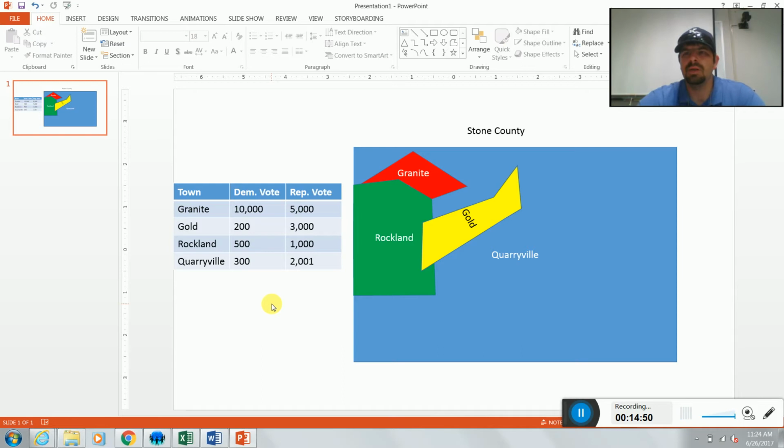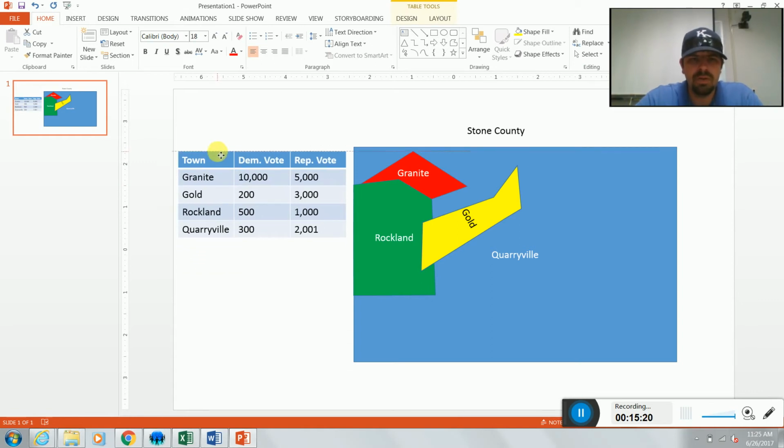Okay? So if you add these up real quickly, you'll see that there are 11,000 Democratic votes and 11,001 Republican votes. So if this county were a district, the Republican candidate would win, okay? Just by what we see in a particular year. Okay, so this is a particular year.